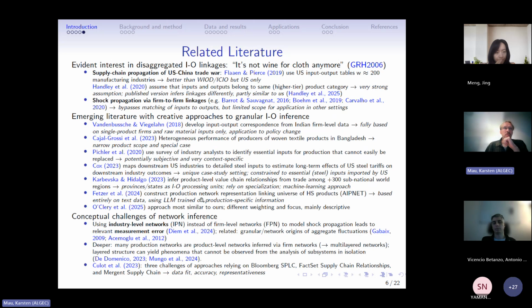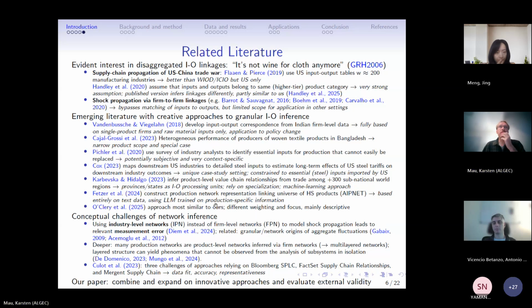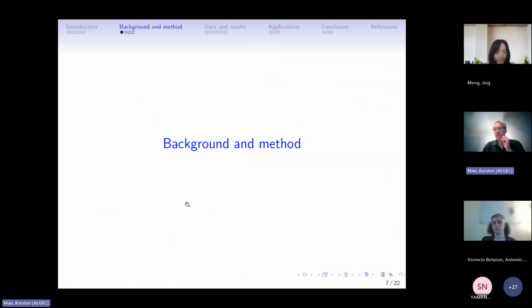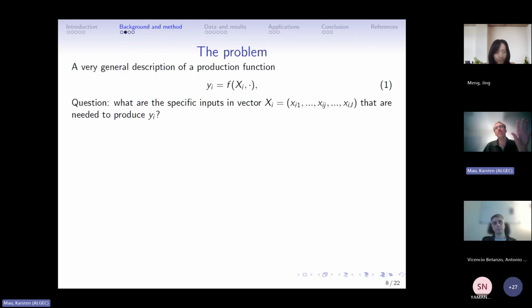Yes, and then there are, of course, some conceptual challenges. I'm not going to elaborate too much on those in this paper, but that's also something more generally to take into account when it comes to network inference. Okay, so I will briefly explain the background to define the problem and then see how we can tackle it.